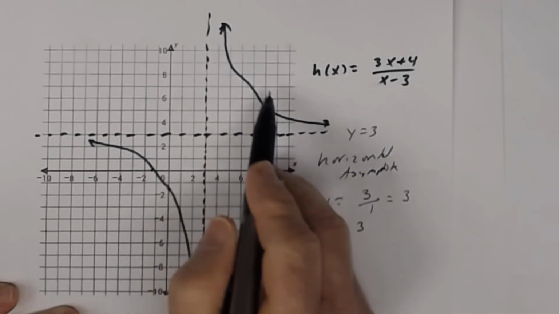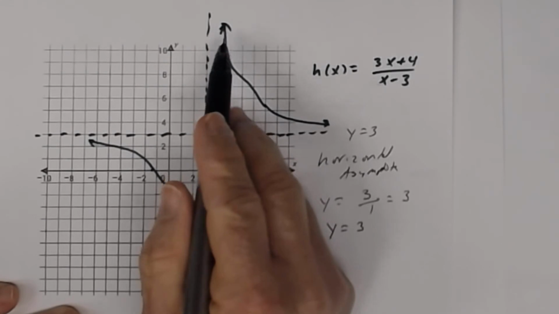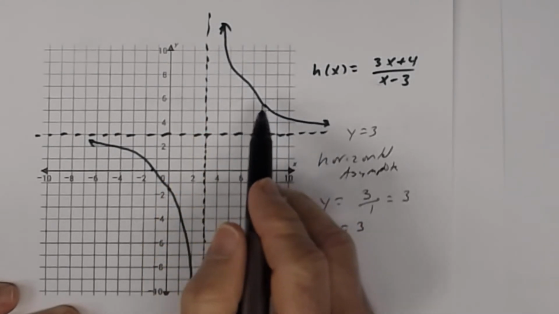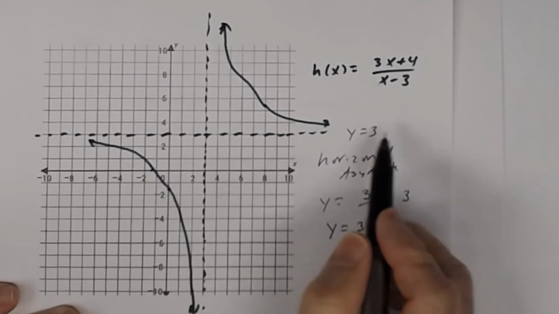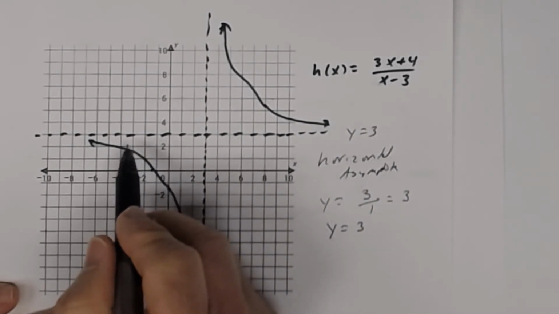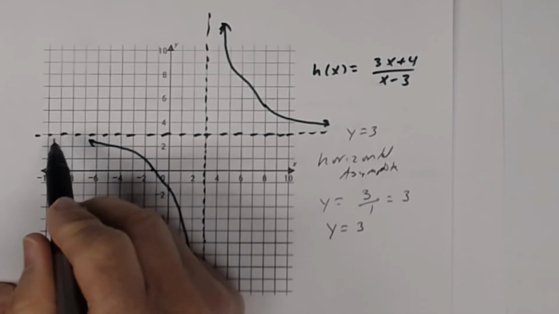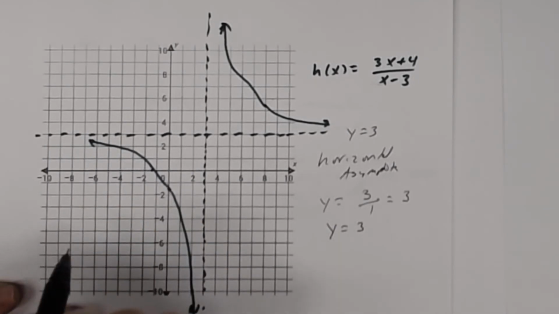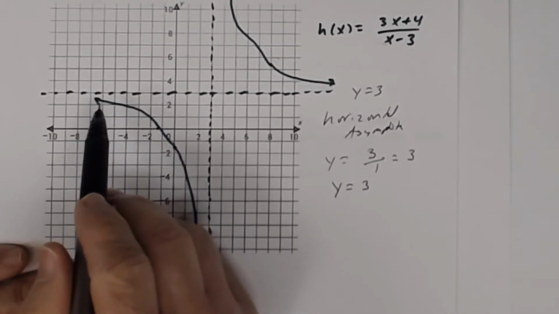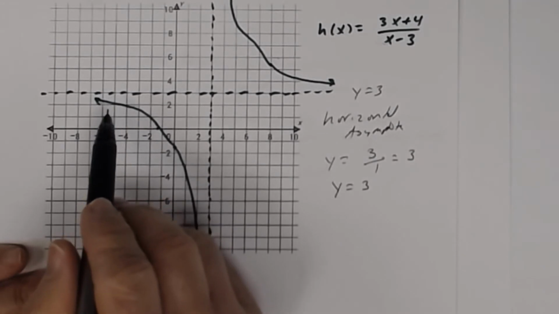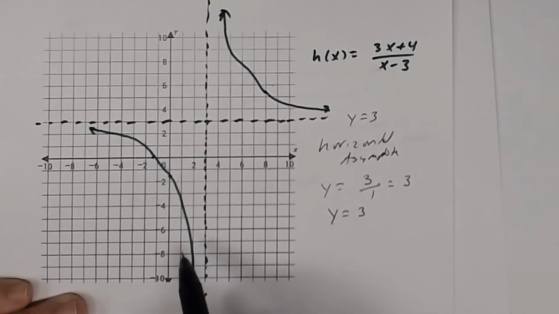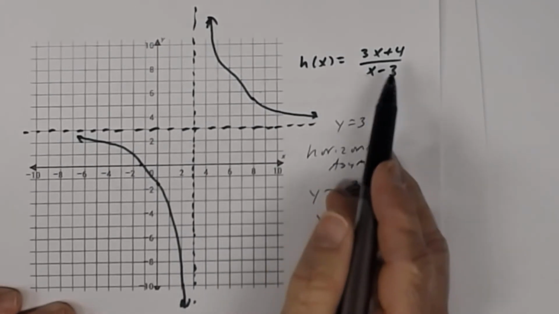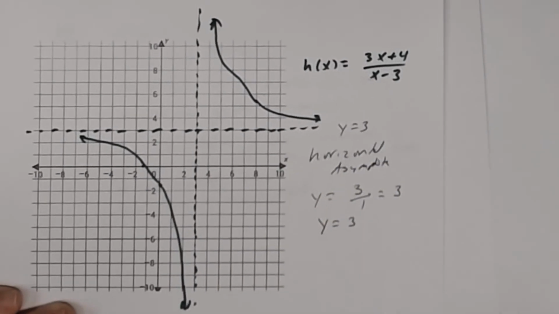And notice that the graph, and I didn't do a very good job graphing this, gets closer and closer to the horizontal asymptote without touching it. Now, sometimes the graph can cross a horizontal asymptote, but not in this case. The graph will never, ever cross a vertical asymptote, because that's where it is undefined. So that's that one.